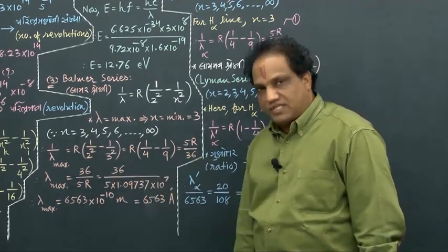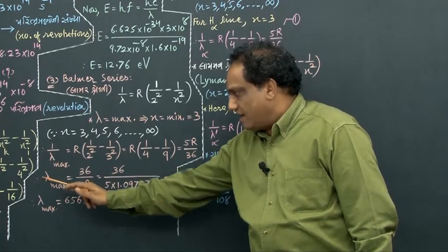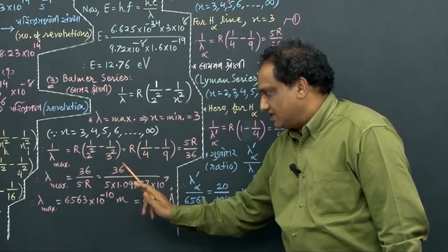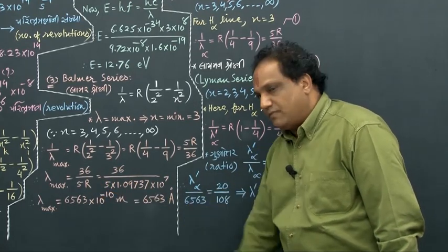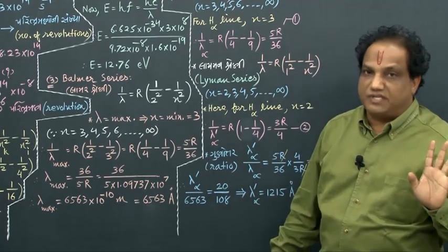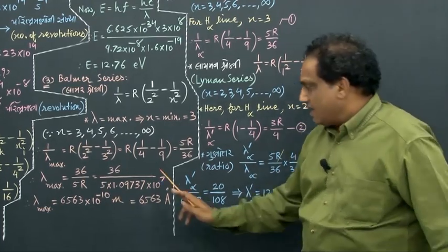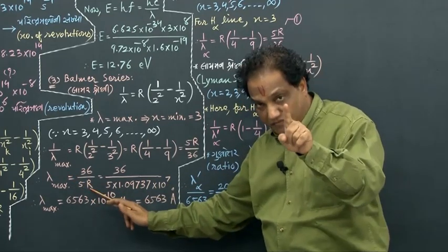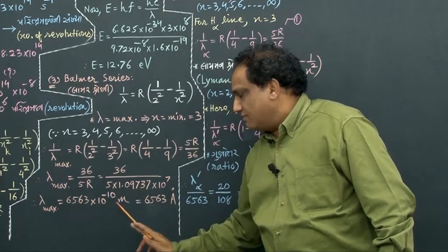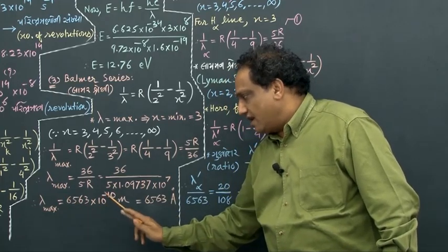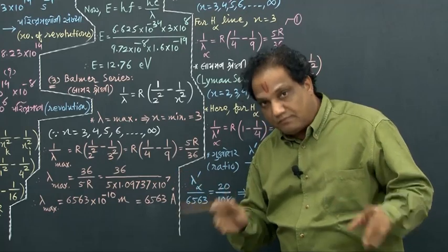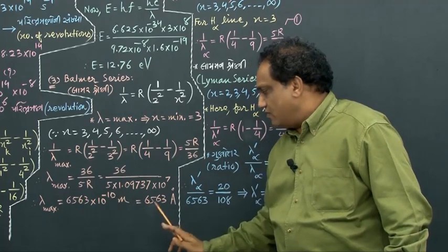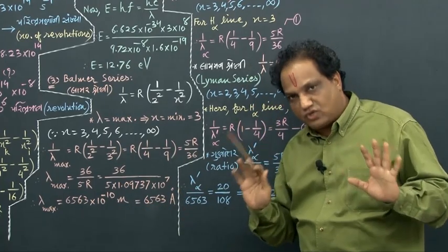Now take reciprocal on both the sides. So when you take reciprocal here, you get lambda maximum, and here it is 36 upon 5r. 36 as it is, 5 as it is. What about Rydberg's constant? 1.09737 into 10 raised to 7 meter inverse. Then you will get the value of lambda first in meter, because you are putting the value of r in meter inverse. Lambda maximum in meter comes out to be 6563 into 10 raised to minus 10 meter. But 10 raised to minus 10 meter is nothing but 1 angstrom. So it is 6563 angstrom.